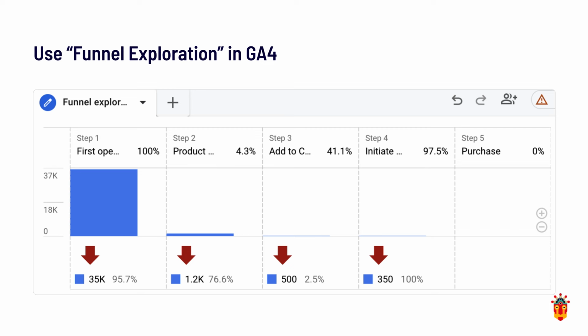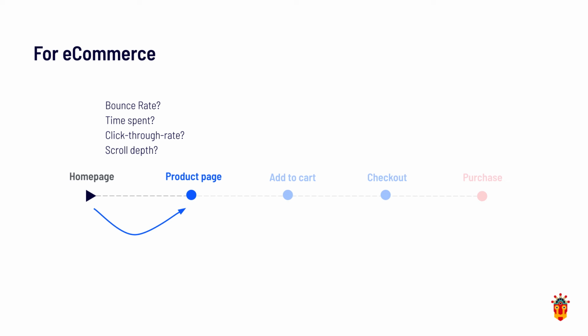So you can use the funnel exploration dashboard or report in GA4 and you can get an overview. And for metrics, between homepage to product page, focus on time spent. It's all about the 5 seconds, right? Did they understand what you sell? Did the hero section deliver?